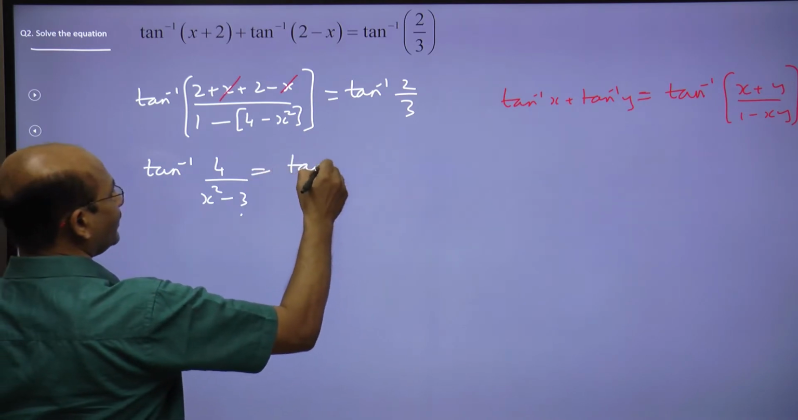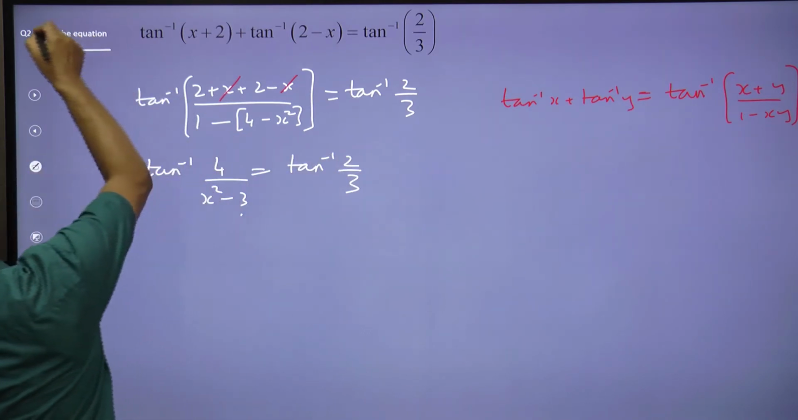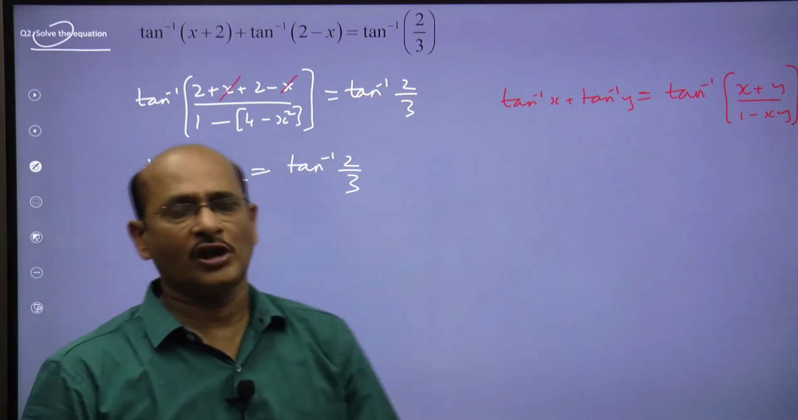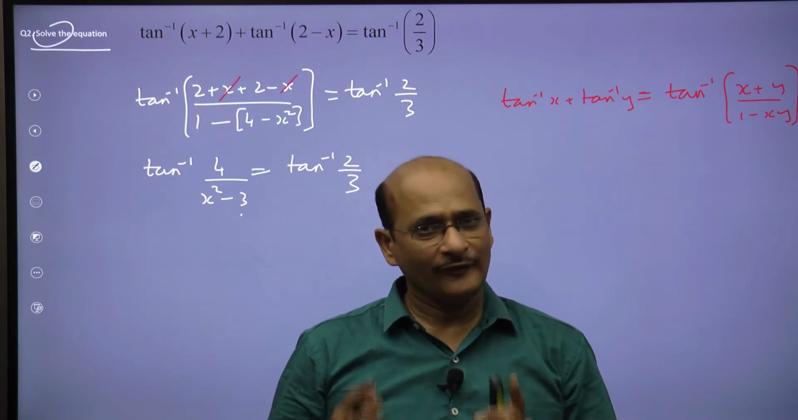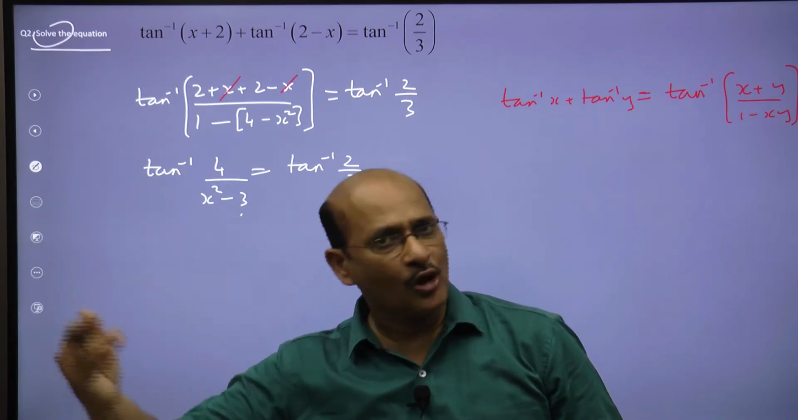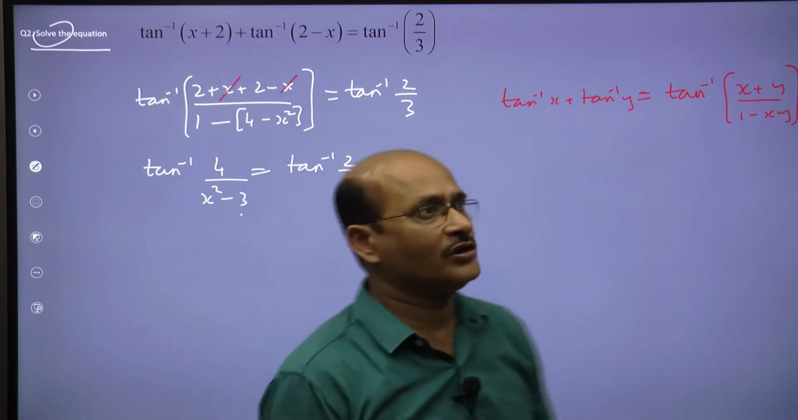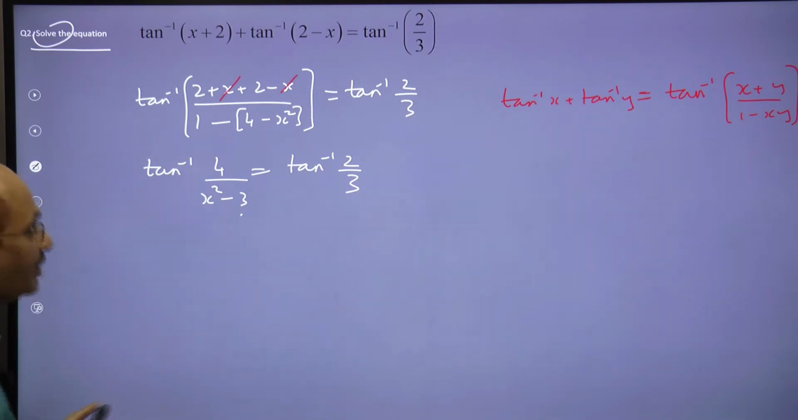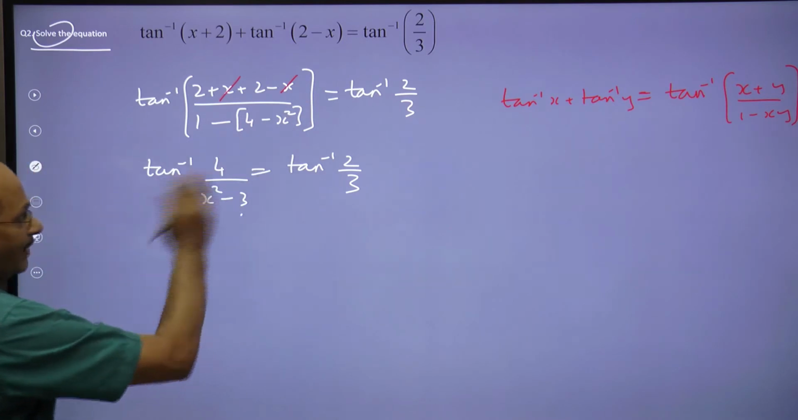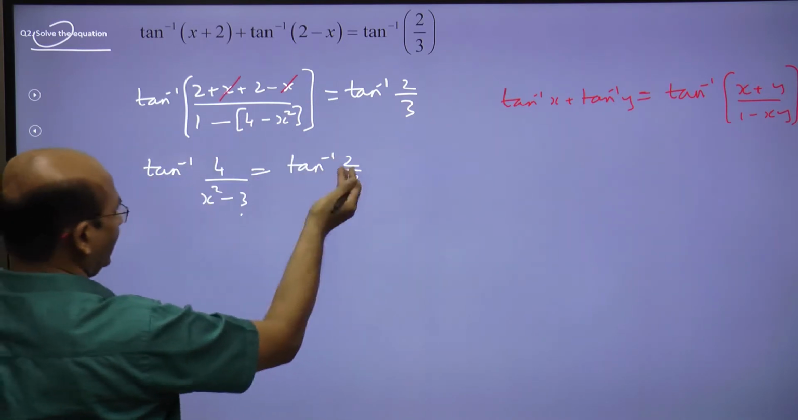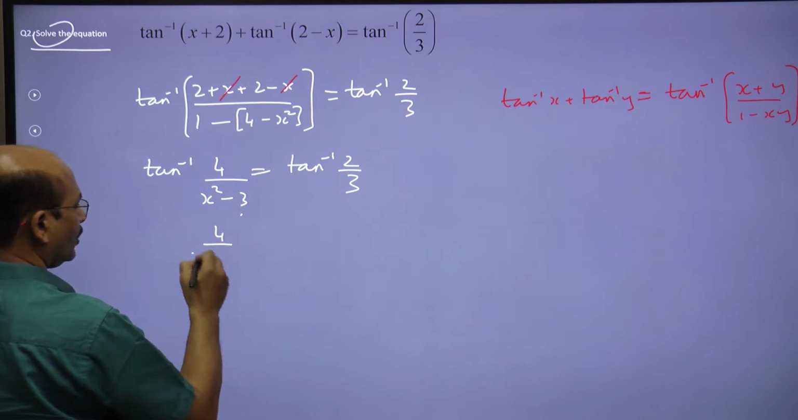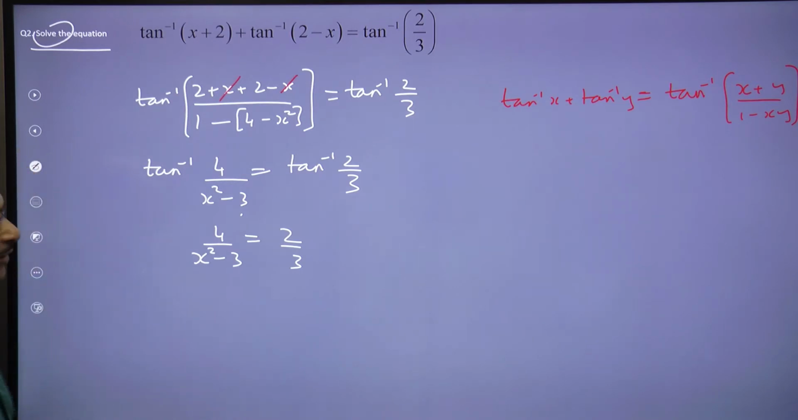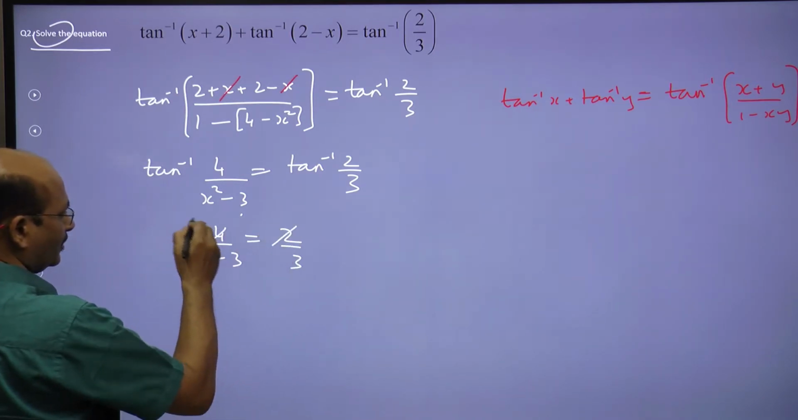Now what is the idea? Remember, what I am trying to do is solve. When I say solve, that means in any inverse function or equation, you need to find the value of x, the value of the variable in the equation. So here my objective is to find the value of x. I try to change both sides into the same inverse ratio. So by the concept of equality, I can say 4 upon x square minus 3 is equal to 2 upon 3. You can simplify this as easily as possible. This will become 2.